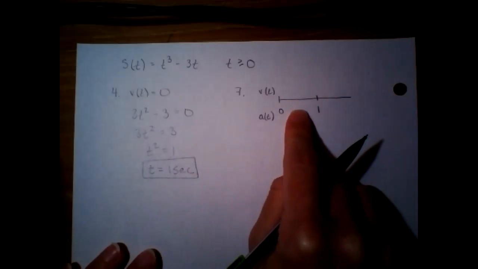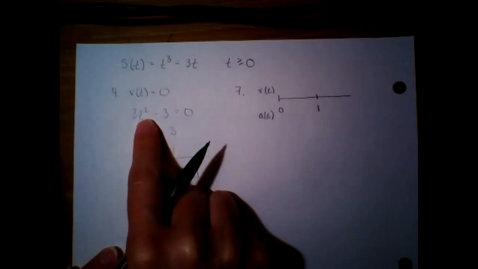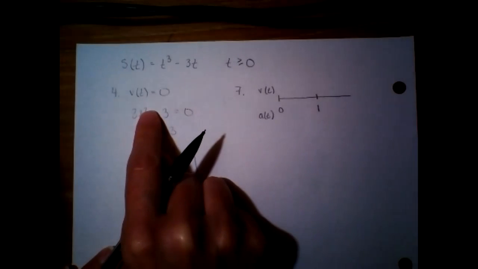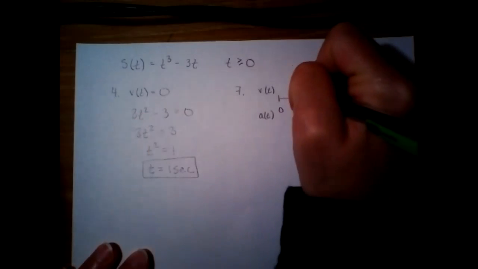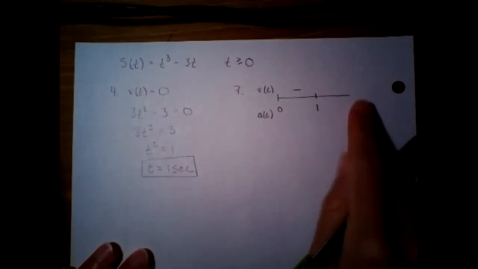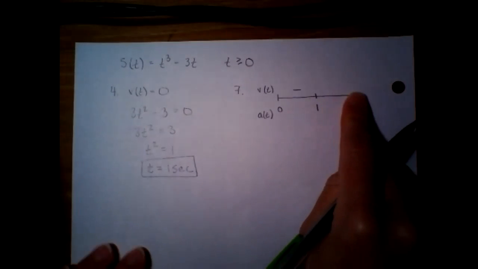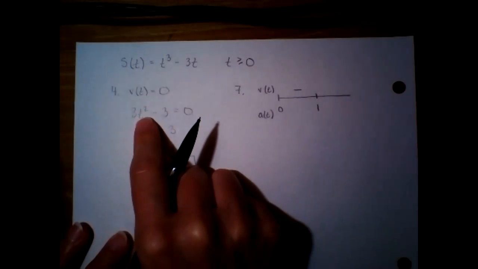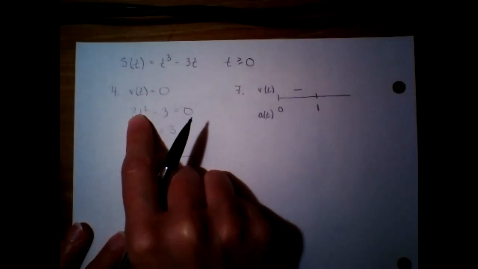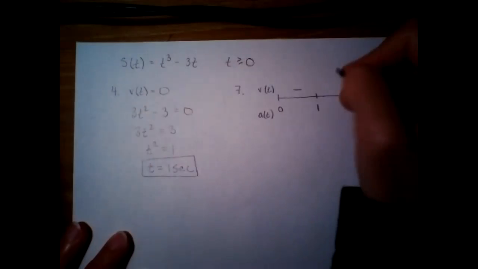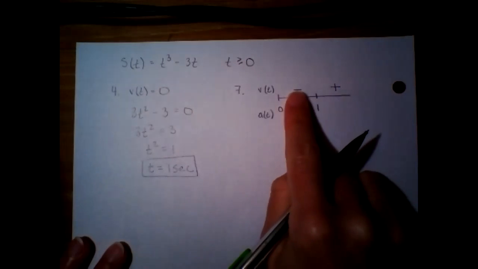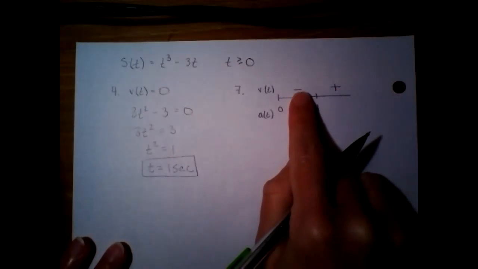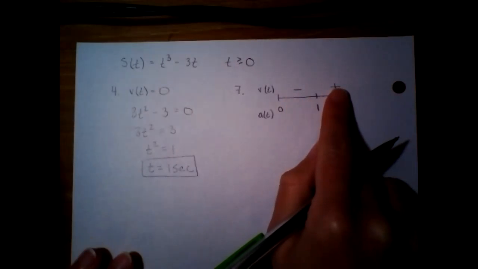So I'm going to try a half. If I plug a half into velocity, a half squared would be a fourth, times 3 would be 3/4, minus 3 is going to be a negative result. And then if I plug in a number bigger than 1, like 2, it's going to be 4 times 3 is 12, minus 3 is 9, so that is positive. So this shows the particle changes direction at 1. It moves to the left and then it moves to the right.